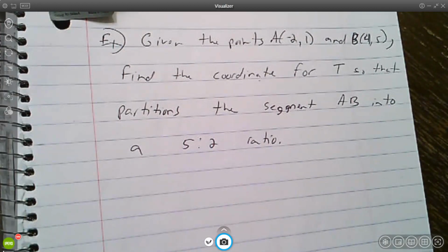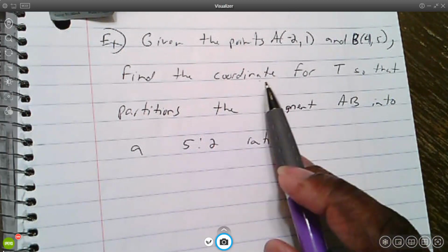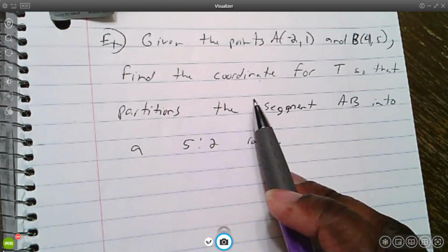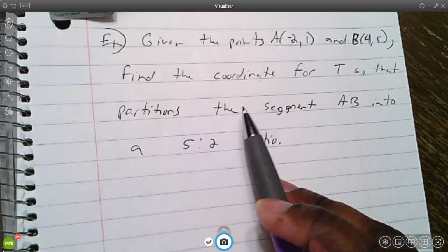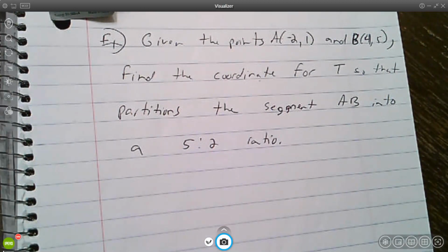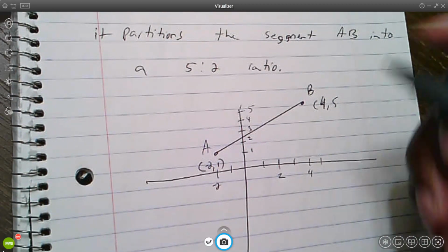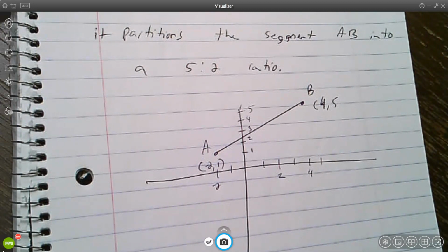All right, so here's the example. It's given a point A is here and B is there. Find the coordinate T so that we partition the segment AB into a 5-to-2 ratio. I'm going to draw it, and I'm going to let you pause the video and try it on your own. I'm going to do it as well. If you pause it, you should have drawn a picture to begin with. I'm going to explain it without all the equations.